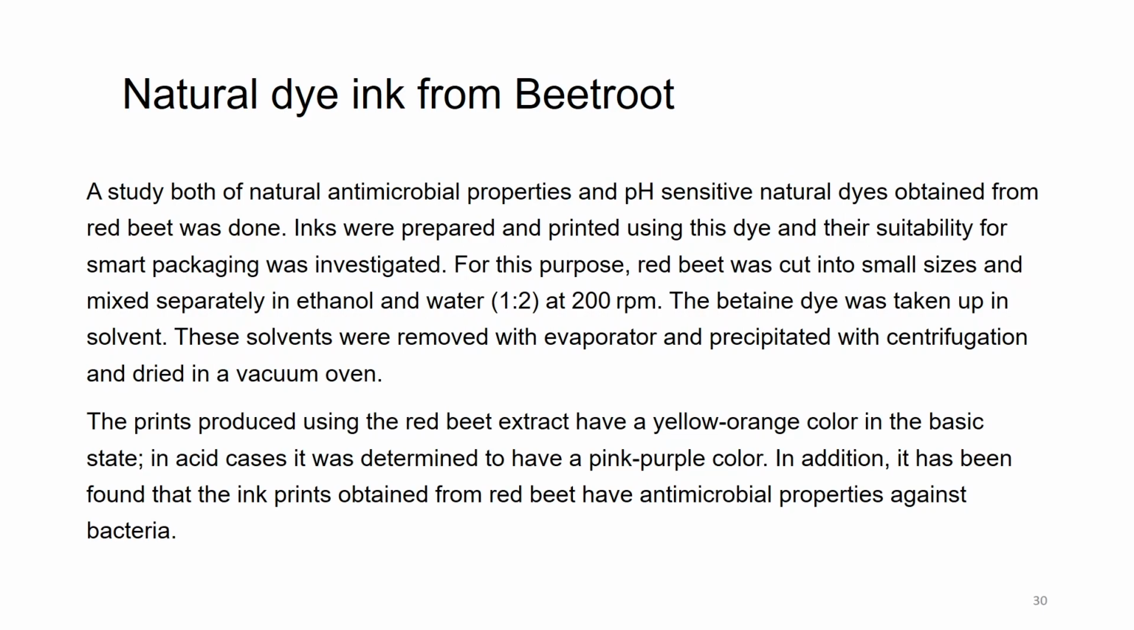For this purpose, red beetroot was cut into small sizes and mixed separately in ethanol and water in the ratio of 1:2 at 200 rpm. The betaine dye was taken up in the solvent. These solvents were removed with an evaporator, precipitated with centrifugation and dried in a vacuum oven.